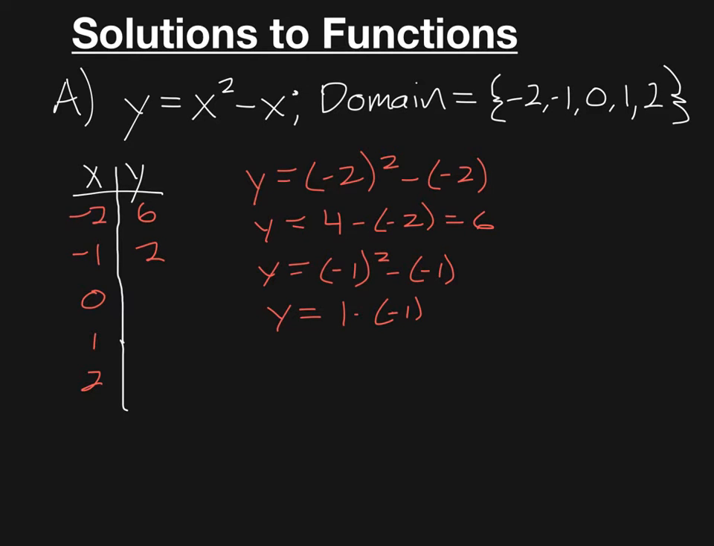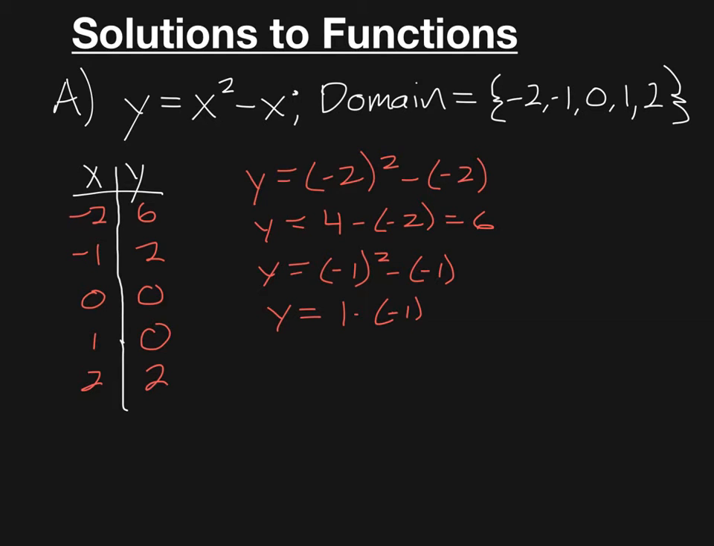So you get the idea. We put 0 in. 0 to the second power is 0. 0 minus 0 is going to be 0. Then we have 1. 1 to the second power is 1. 1 minus 1 is 0. Ooh, so we get 2 outputs of 0. And then 2, we put 2 in for x. 2 to the second power is 4. 4 minus 2 is 2. So we see a little symmetry there.